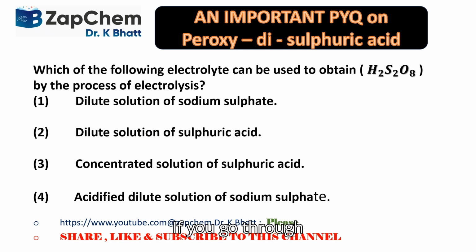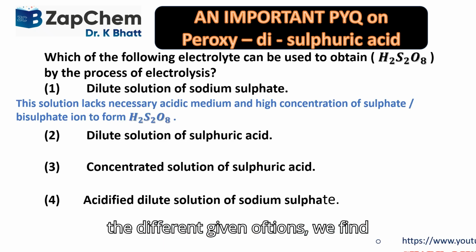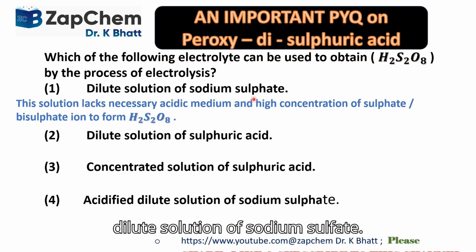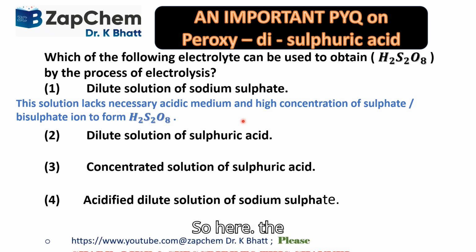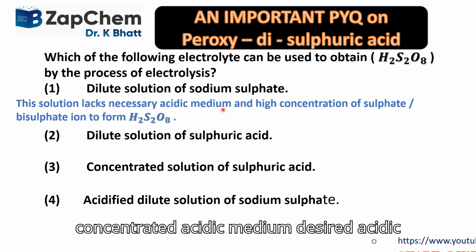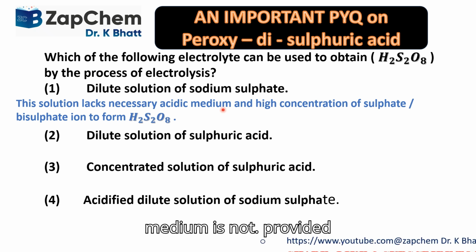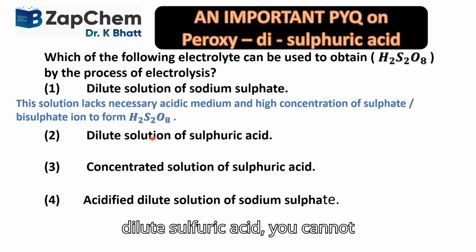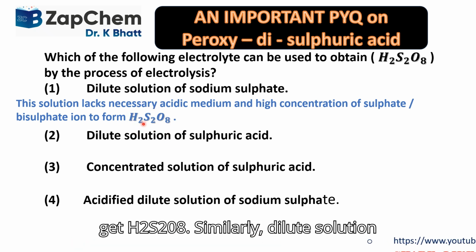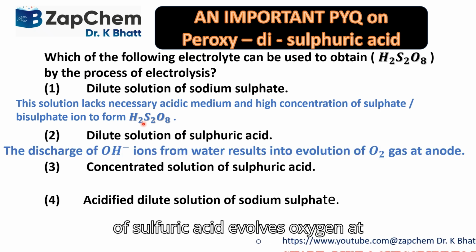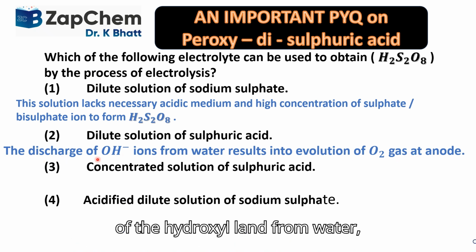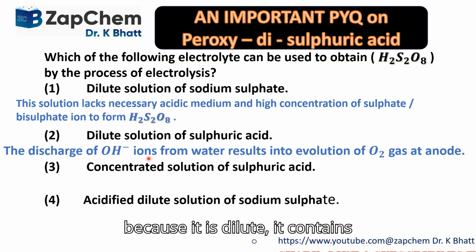If you go through the first option, we find that the solution, it's a dilute solution of sodium sulfate. So here the concentrated acidic medium, desired acidic medium, is not provided here because we have used dilute sulfuric acid. You cannot get H2S2O8. Similarly, dilute solution of sulfuric acid evolves oxygen at the anode because of the discharge of the hydroxyl ion from water. Because it is dilute, it contains water.